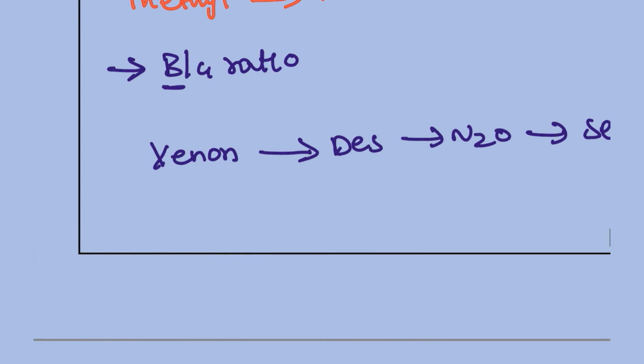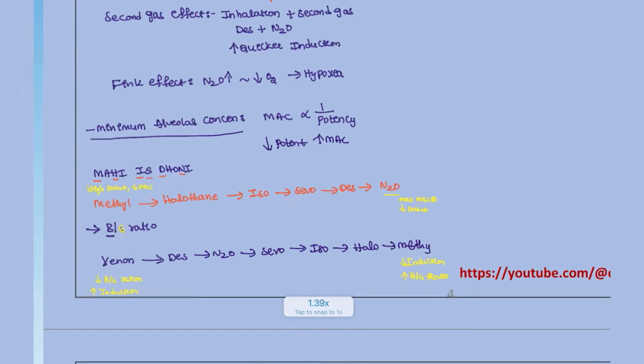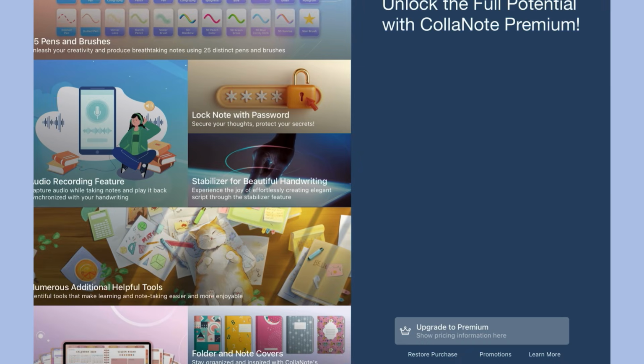Next, coming to the blood gas ratio. Xenon has the least blood gas ratio, so it means faster induction. On the other side, there is slower induction. It takes so much time, even with the second gas effect, because it has a high blood gas ratio. This question can also be asked in MCQs. Points may not be asked, but which has the highest and which has the lowest can also be asked, right?